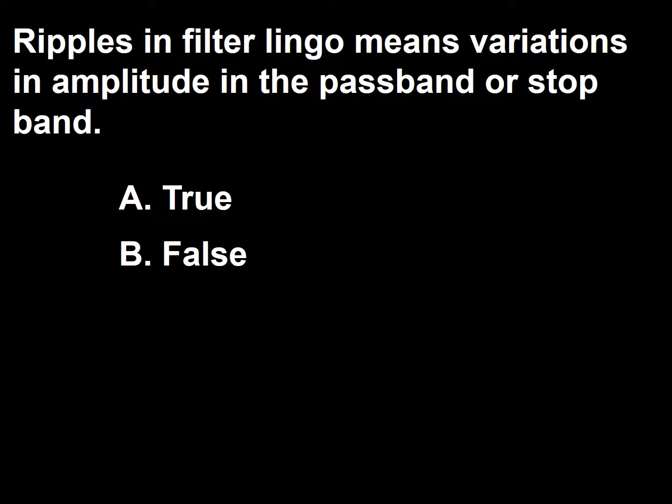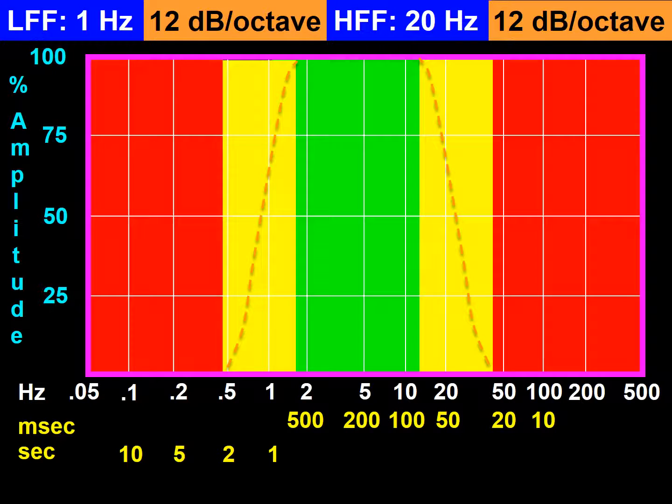Ripples in filter lingo means variations in amplitude in the passband or stopband. A, true. B, false. To answer this question, I will use one of the figures we have just looked at. This figure represents the function of a filter with no ripple.